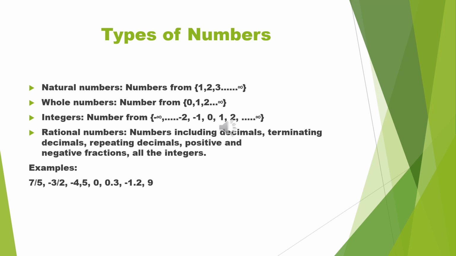And also negative and positive fractions, which means minus 3 over 7 and plus 3 over 7, like that. And also all the integers I already taught you. Integers means all the positive and negative whole numbers.